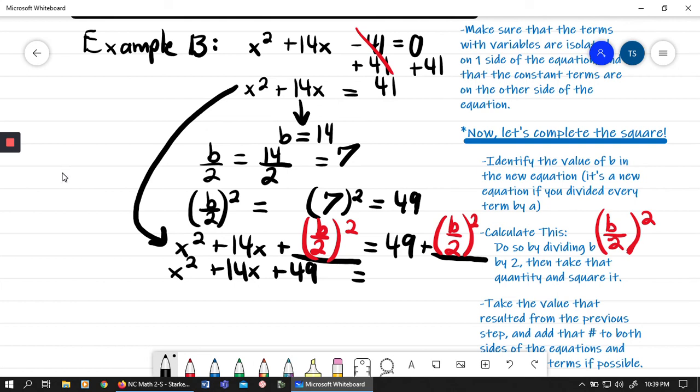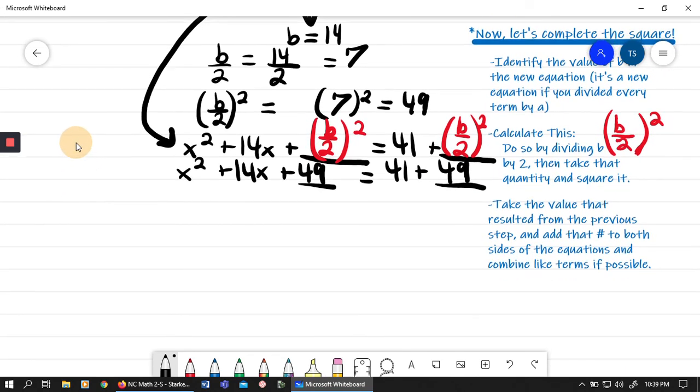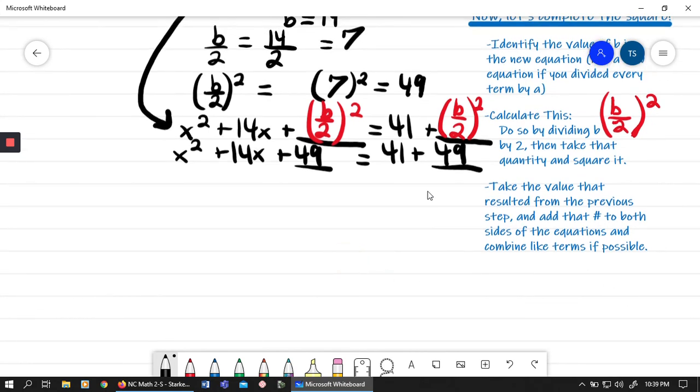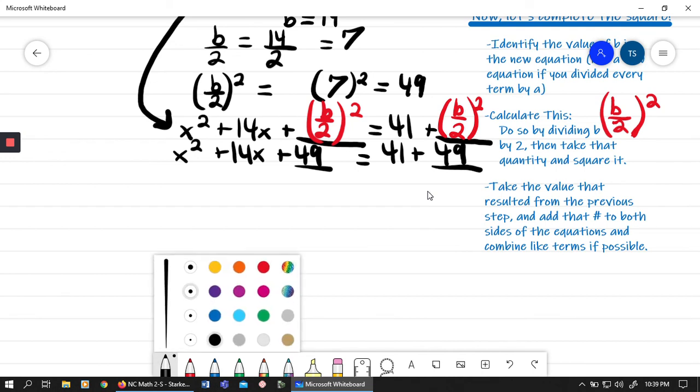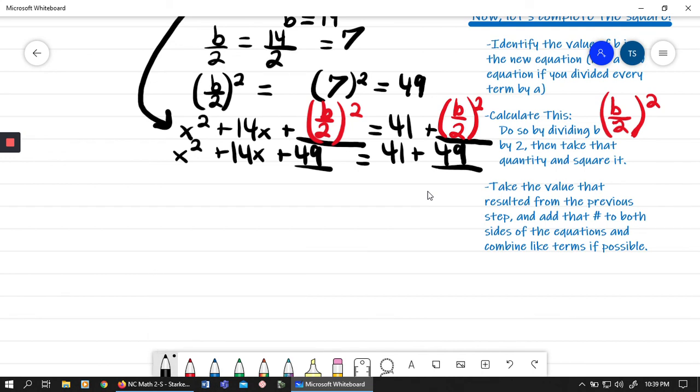equals, oops, sorry. The number that was there in this equation was 41. So that's 41 plus 49. We're going to simplify that. 41 plus 49 is actually 90, and we're going to combine these like terms because it is possible. So that's x squared plus 14x plus 49 equals 90.